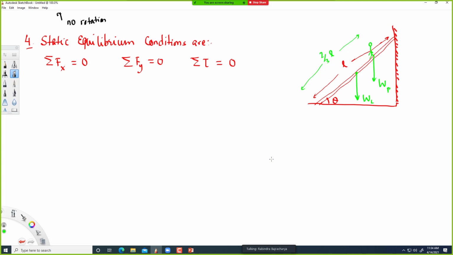What other force can you think of? Yes, exactly. So there is normal force. Imagine that there is no wall. In that case, the ladder will just move to the right. So because of the normal force of the wall, it doesn't move to the right. It's just resting at its place. So there is normal force of the wall. What else?